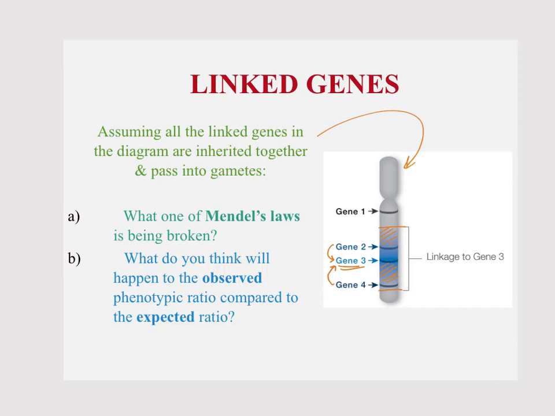So with that in mind, think about which one of Mendel's laws, so we've got segregation, independent assortment and dominance, is being broken, and what do you think will happen to the observed phenotypic ratio compared to the expected ratio? By expected ratio, remember we're talking about what we expect from a Punnett square, because that's all the Punnett squares are giving us. They're giving us our expected ratio.